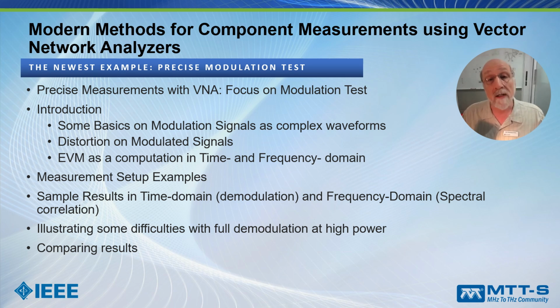So for today's talk, I'm going to start with a basic introduction of modulated signals, how we create them, what they look like. And then we'll give some measurement examples. I'll show the examples using demodulation in the time domain, and then another kind of characterization for EVM we call spectral correlation. And finally, I'll illustrate how some of the difficulties with demodulation occur when you get to high power, and those difficulties don't show up when we do spectral correlation. And then finally, we'll show how this might be extended to some of the 6G frequencies.